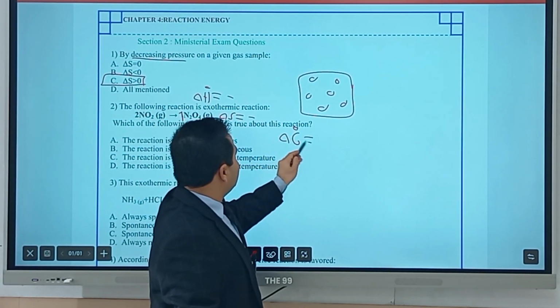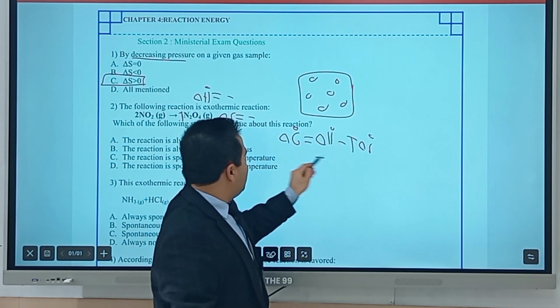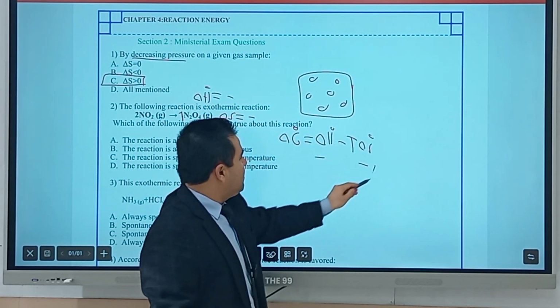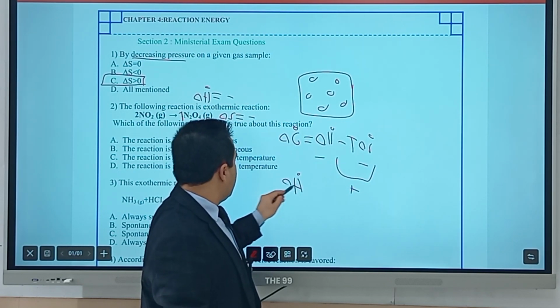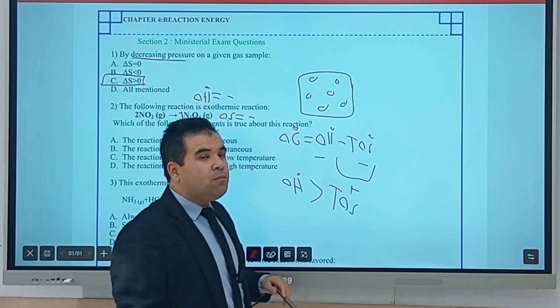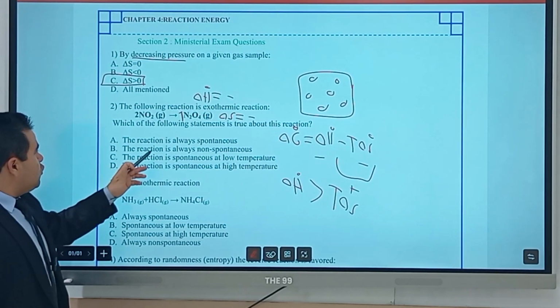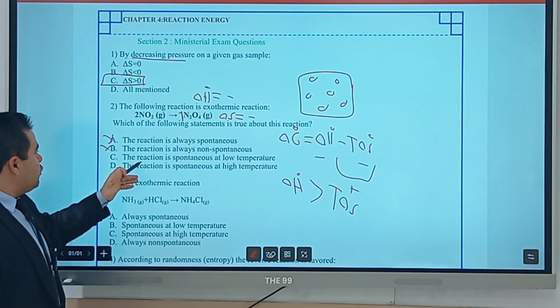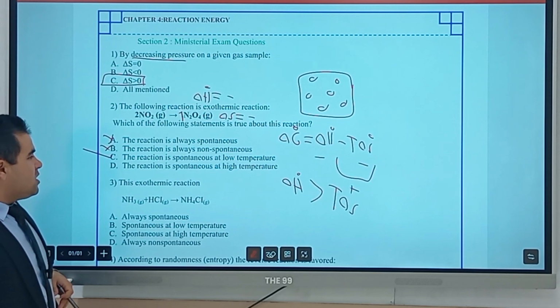Just by practicing the same technique, guys: minus T delta S, negative, negative, so negative multiplied by negative is positive. Delta H is higher than T delta S, or at low temperature it's spontaneous. Is the reaction always spontaneous, or always non-spontaneous? Spontaneous at low temperature, yes, at low temperature it is spontaneous.